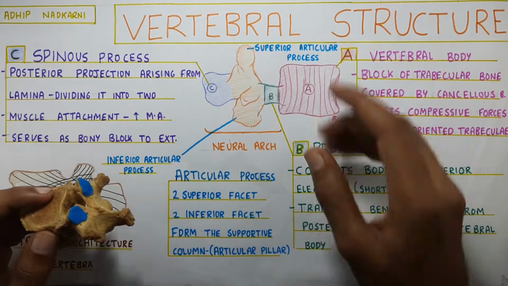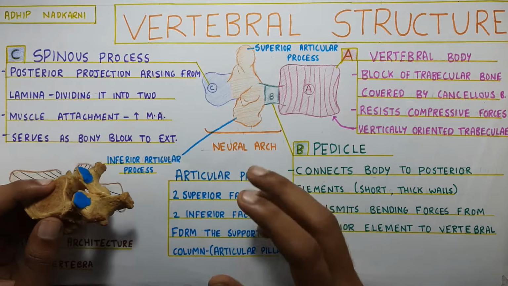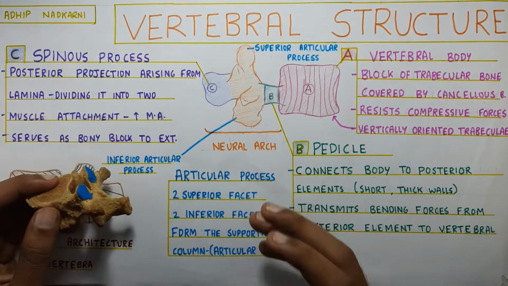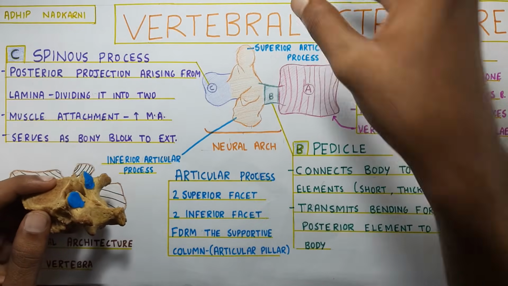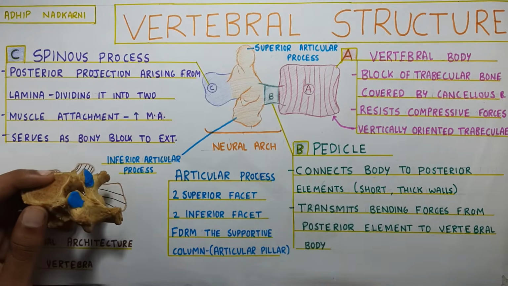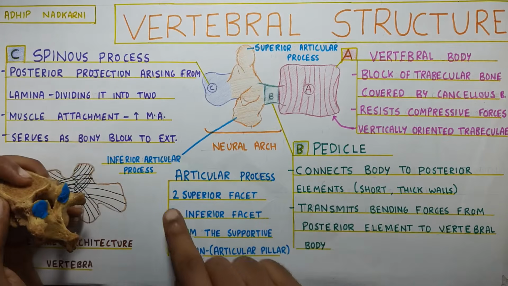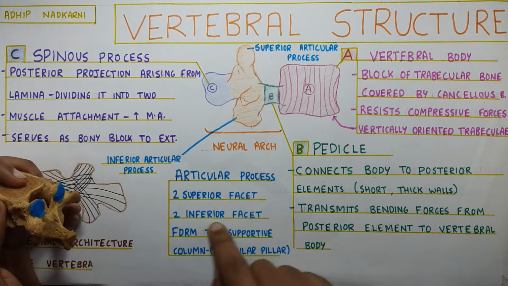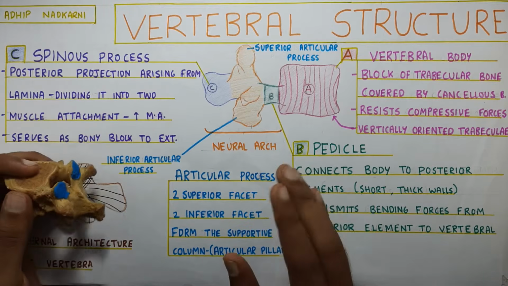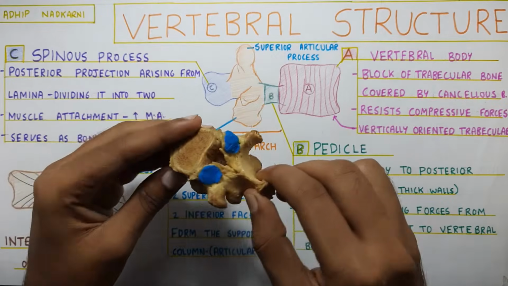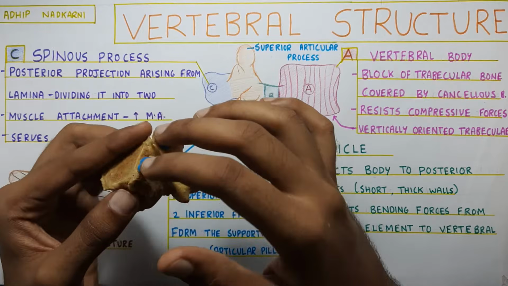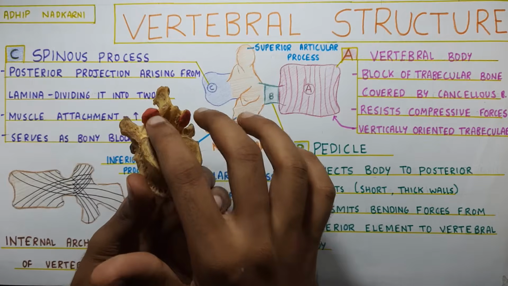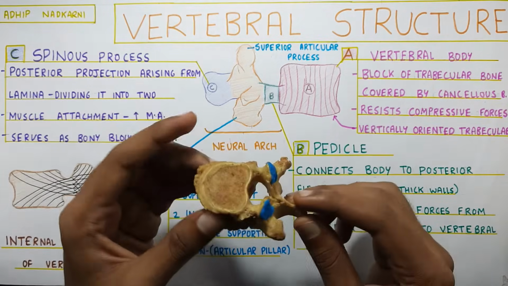Now going to the next part, the articular processes. This is one of the most important parts. Articular processes is where one vertebra articulates with the other one. That's where the actual joint is. So how do I show you this? There are two superior facets and two inferior facets. Let me show you those first. This is your vertebra, right? If you can see these two blue parts, these are the superior facets, and the two red ones below are the inferior facets.